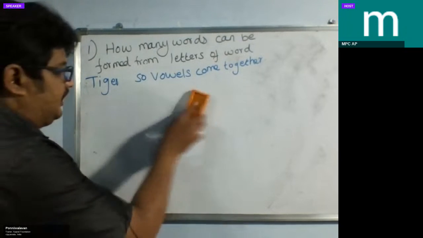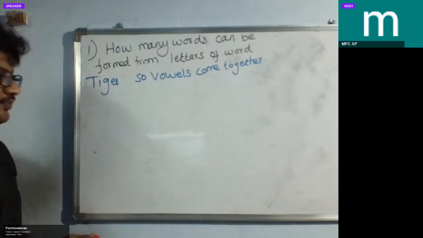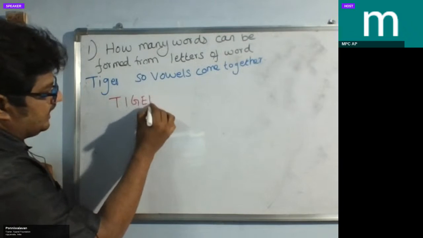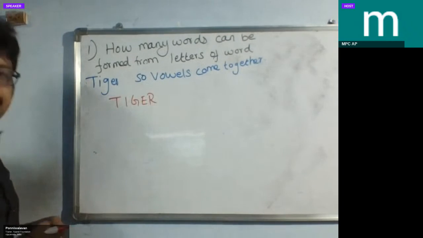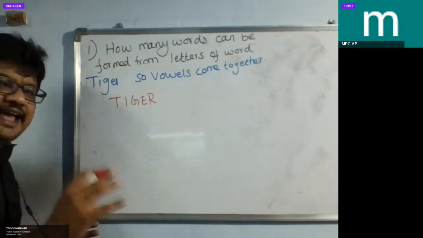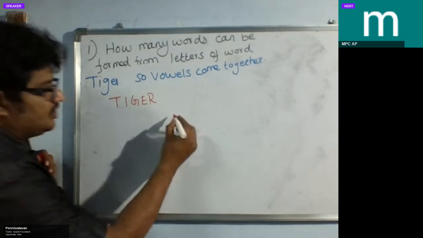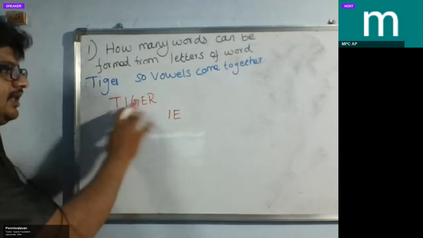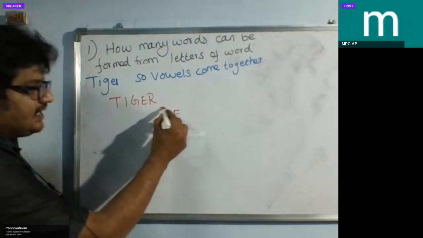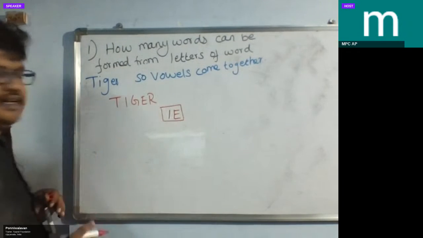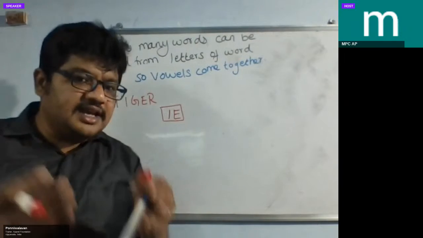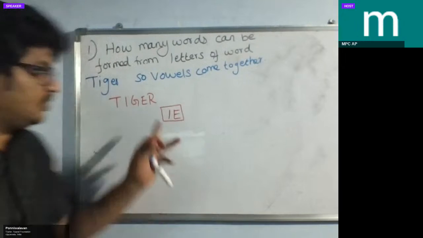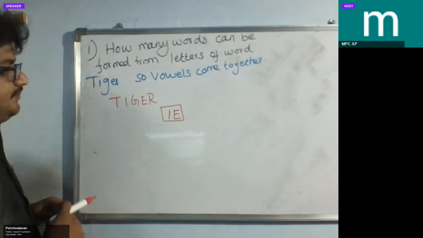Listen carefully. Tiger, right? What are all the vowels in tiger? I and E. Take the vowels separately and consider them as a single letter, because nobody is allowed to go between them.